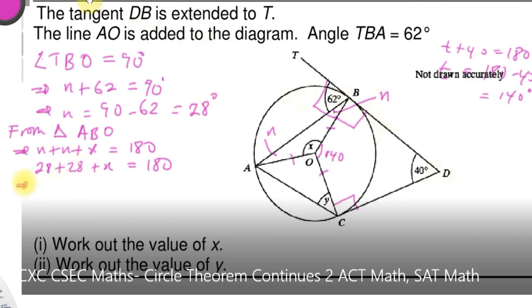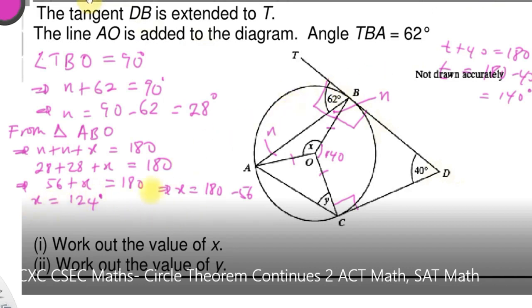Okay, so it implies that 56 plus X is equal to 180 degrees. So this implies that X is equal to 180 minus 56. What is 180 minus 56? 124 degrees.